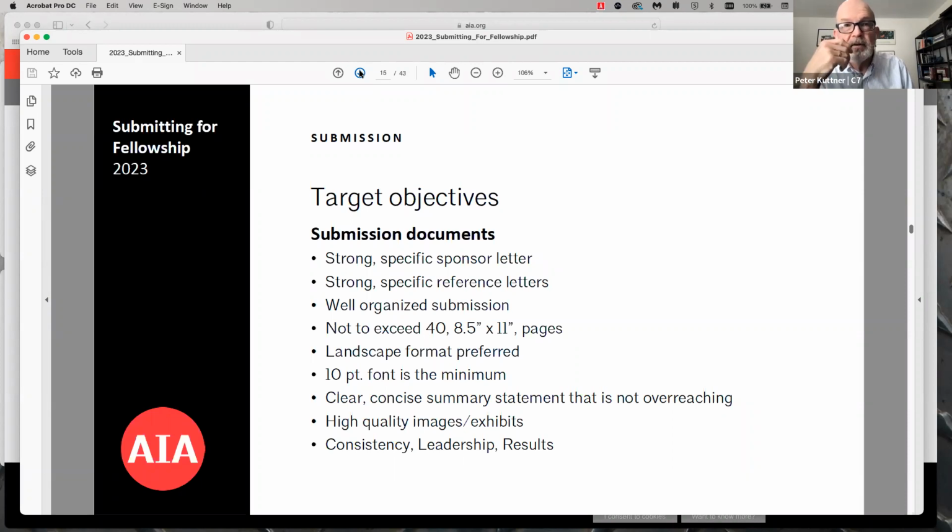We're architects, so high quality images are important. And they want to see consistency through your career. This is not really an award for generalists. Even if you are a good generalist, you have to pick some component of what you're doing where you're really focusing your passion so they get it. Ideally, you've risen to some level of leadership within your area, and you can point to some results that have happened because of your involvement.